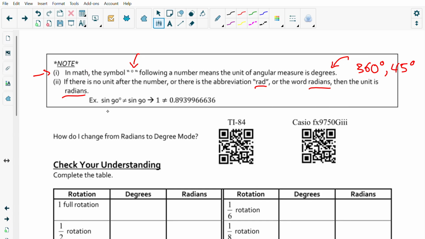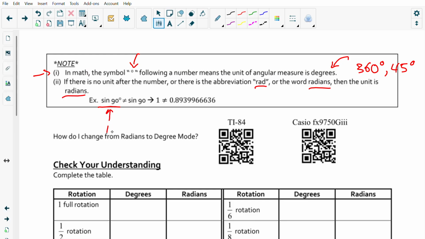For example, if I type in sine of 90, provided that you are in degree mode, sine of 90 is 1. That's 90 degrees. But if I go to radian mode and I do sine of 90, I get something completely different: 0.89399666636, on and on and on, right?